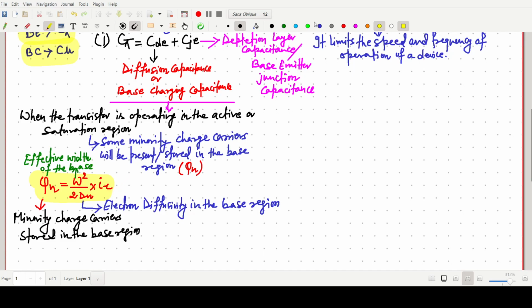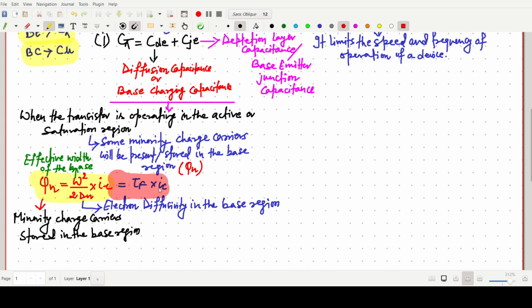And this expression can also be written as tau f into IC. Once again I am highlighting this one.